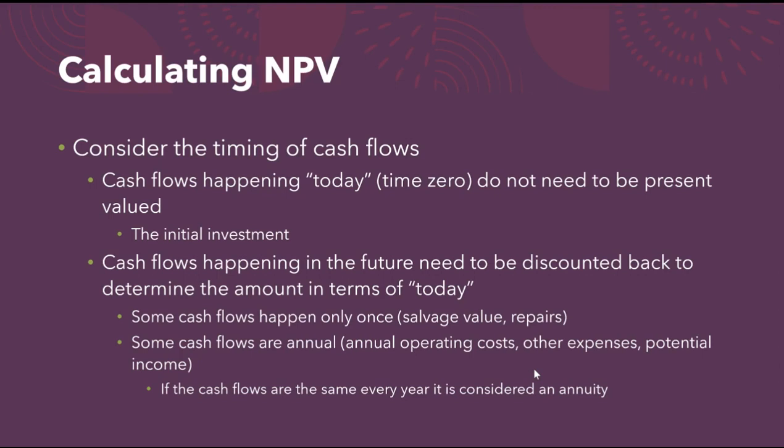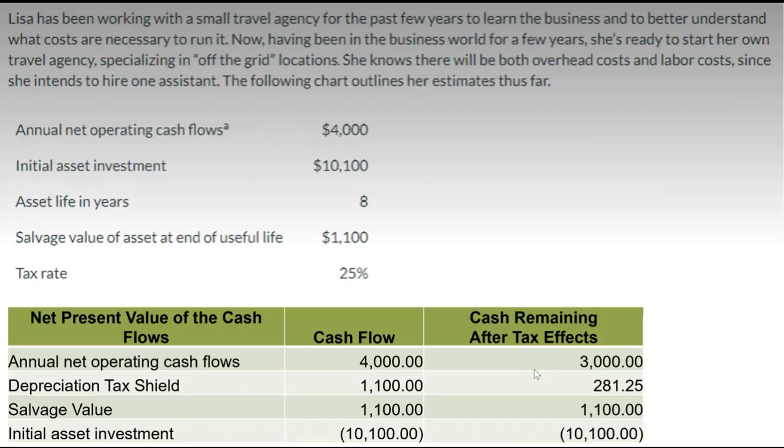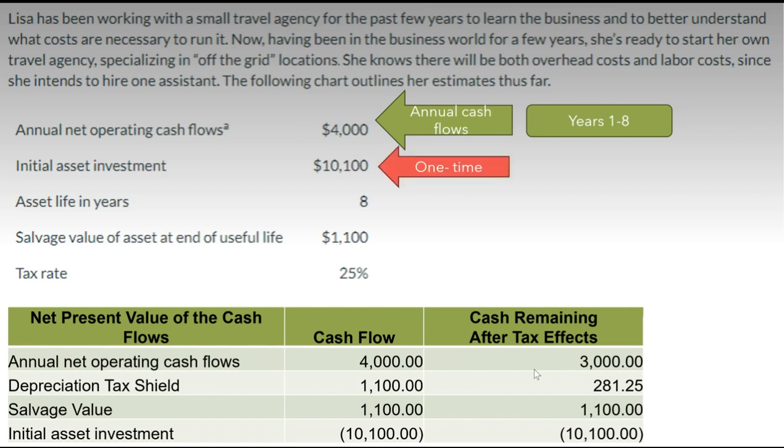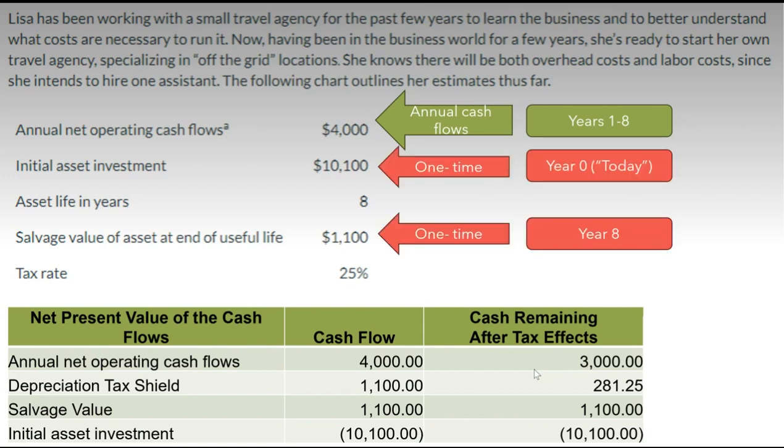If those annual cash flows are the same amount every year, that is what is considered an annuity. So in our example, we have our annual net cash flows. Those are happening every year from years 1 through 8. Then we have 2 one-time events, our initial investment and our salvage value. But again, we cannot forget about our depreciation tax shield. That one is also happening every year.